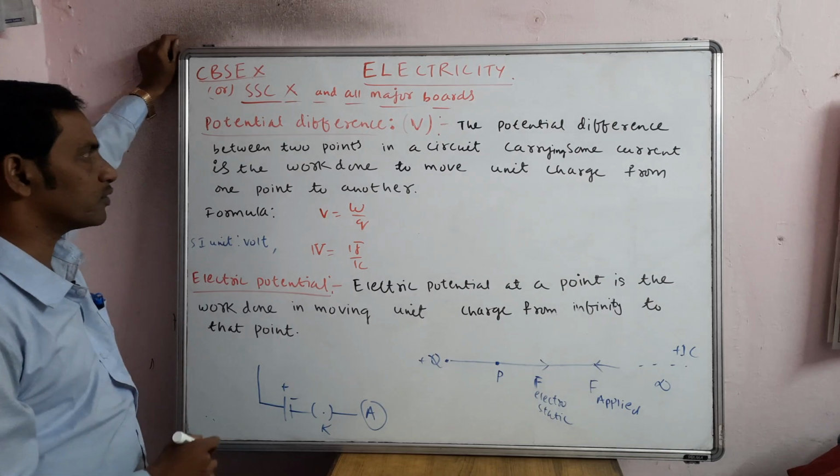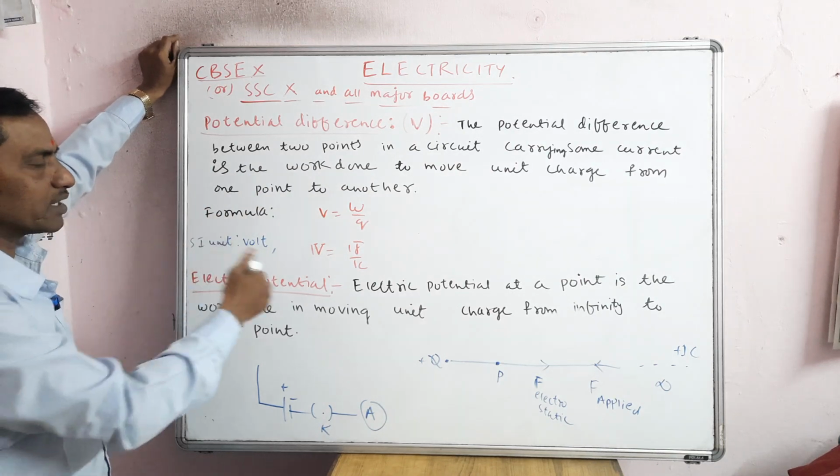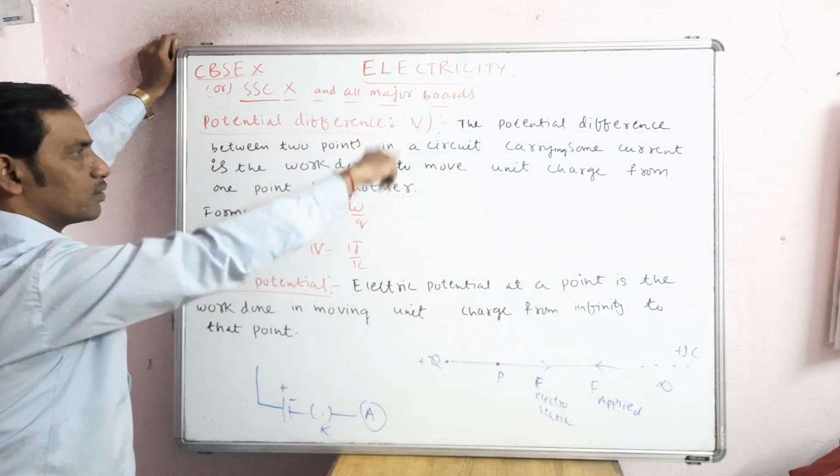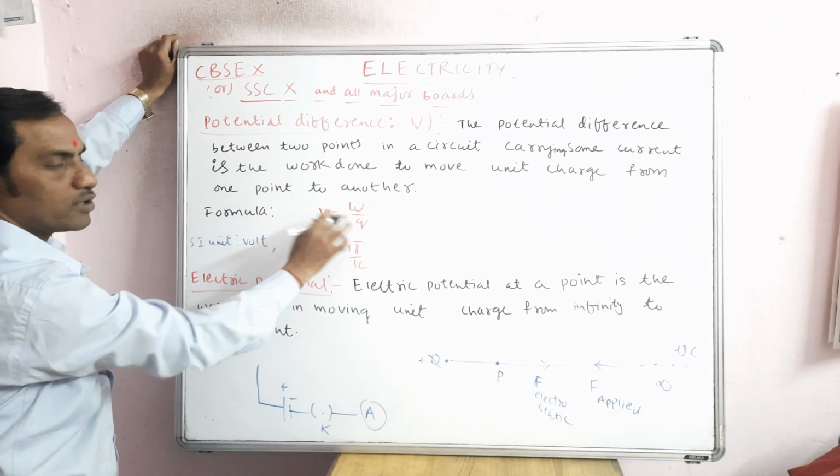If you take a circuit, whatever work is done to move unit charge from one point to another, we can write it as the work done to move unit charge from one point to another, and you can write the formula like this: V is equal to W by Q.